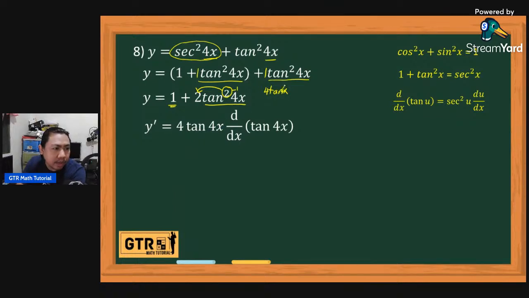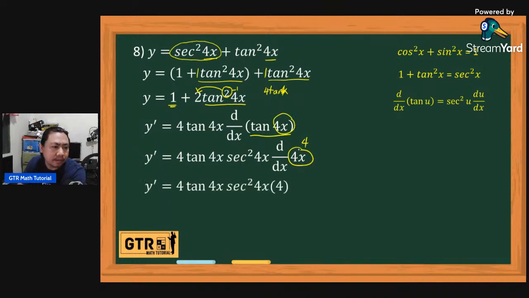So we have 4 tangent 4x here, times the derivative of tangent 4x. The derivative of tangent 4x is secant squared, so we have secant squared 4x and then the derivative of 4x. Okay? So the derivative of 4x is 4. Then finally, multiply the constants 4 and 4. So 4 times 4 is 16 tangent 4x secant squared 4x. Final answer.